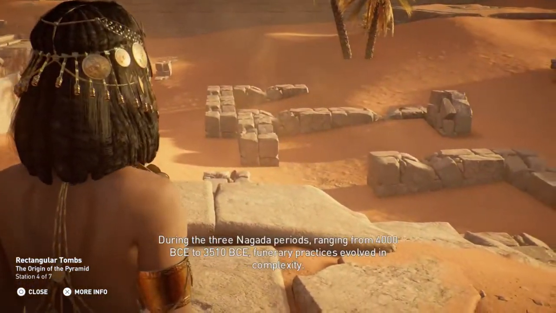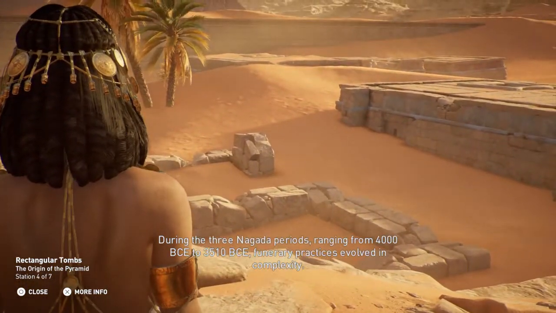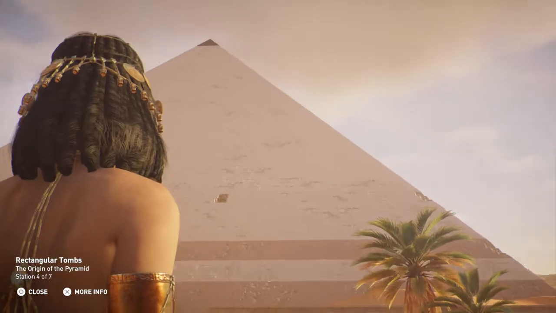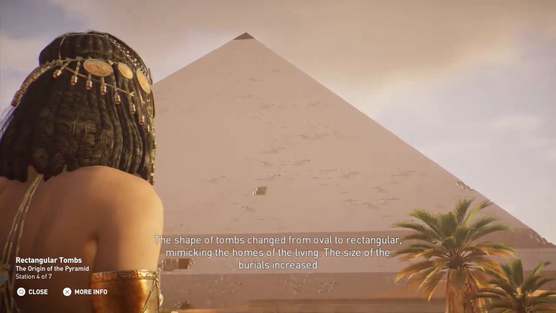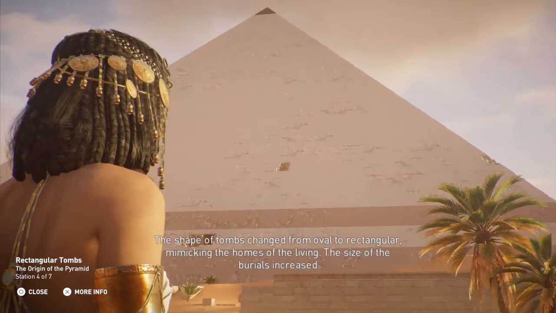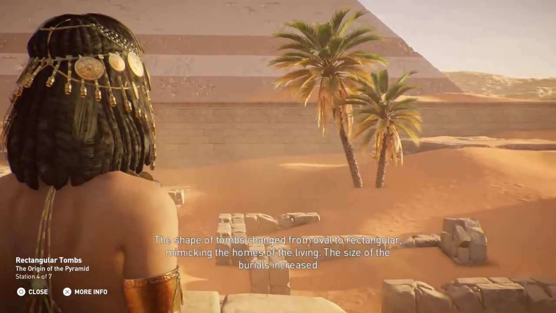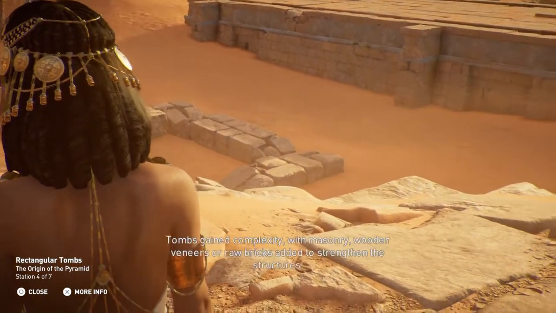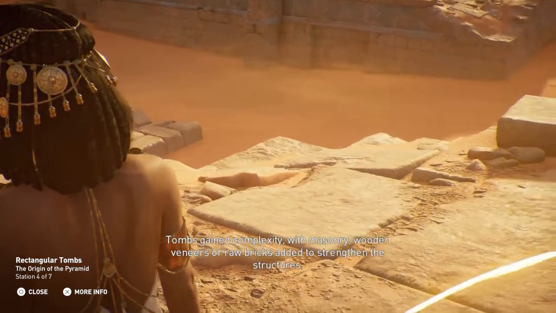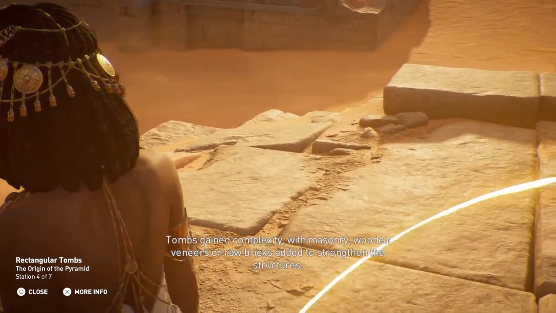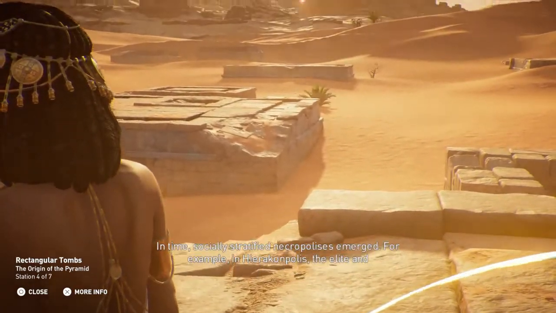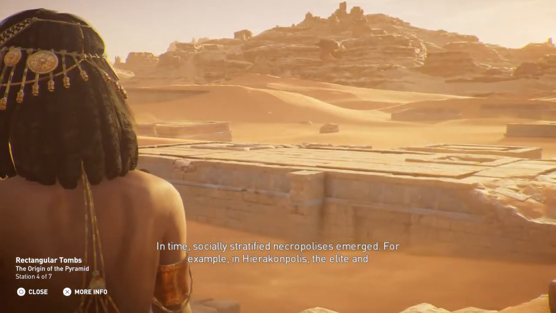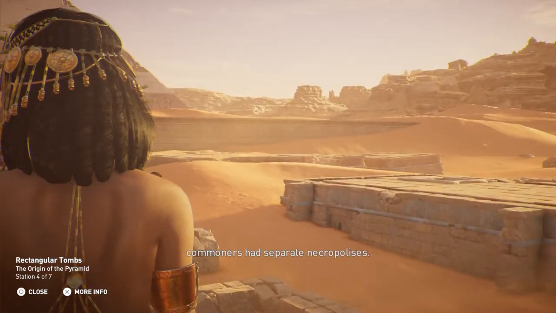During the three Naqada periods, ranging from 4000 BCE to 3510 BCE, funerary practices evolved in complexity. The shape of tombs changed from oval to rectangular, mimicking the homes of the living. The size of the burials increased and funerary items became more stylized and numerous. Tombs gained complexity with masonry, wooden veneers, or raw bricks added to strengthen the structures. In time, socially stratified necropolises emerged. For example, in Hierakonpolis, the elite and commoners had separate necropolises.